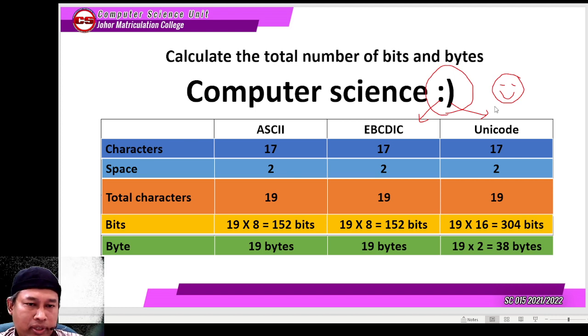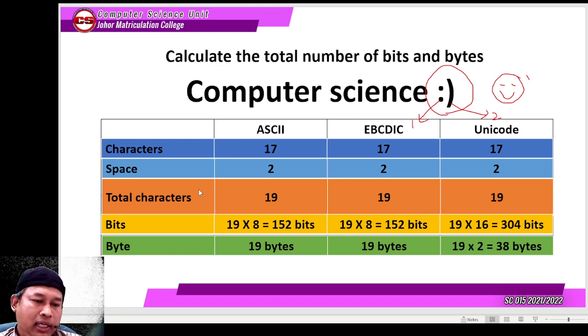This one is an emoticon. So in ASCII, this is 2 characters. But in Unicode, it is only 1 character. This is only 1 character. So this is for the total of the bits and bytes.